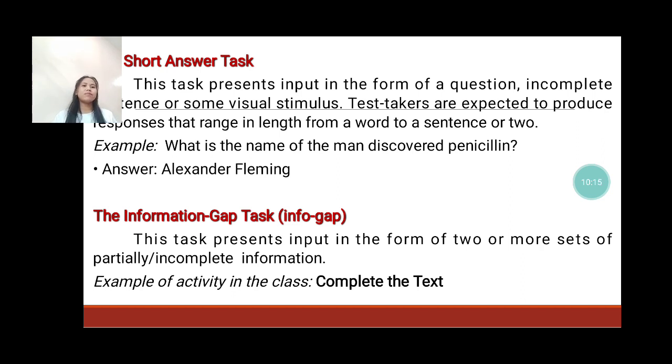So the next one is the information gap task, or infogap. This task presents input in the form of two or more sets of partially or incomplete information. So the learners are going to complete the text.